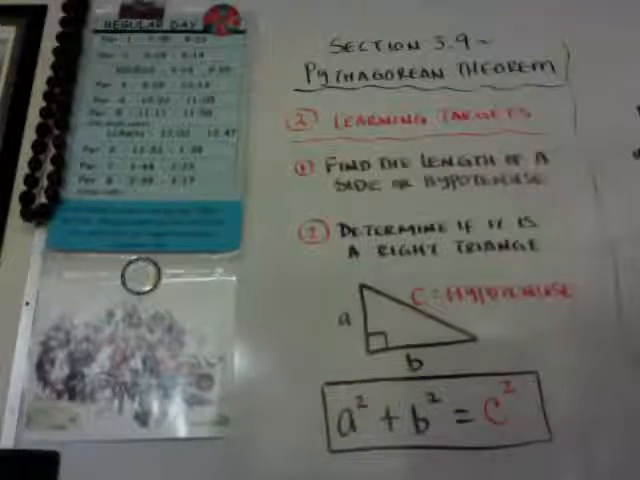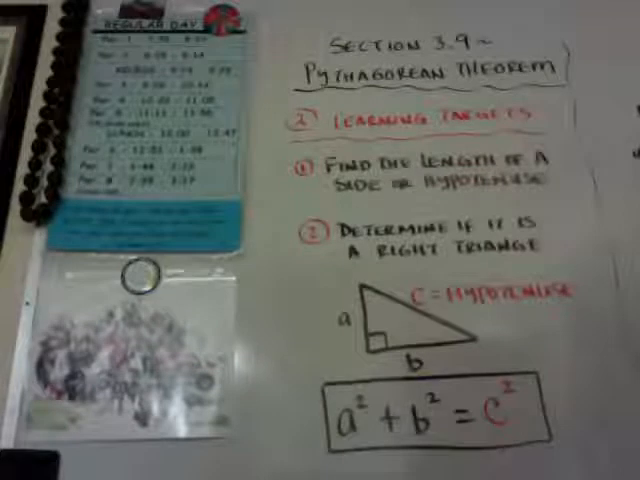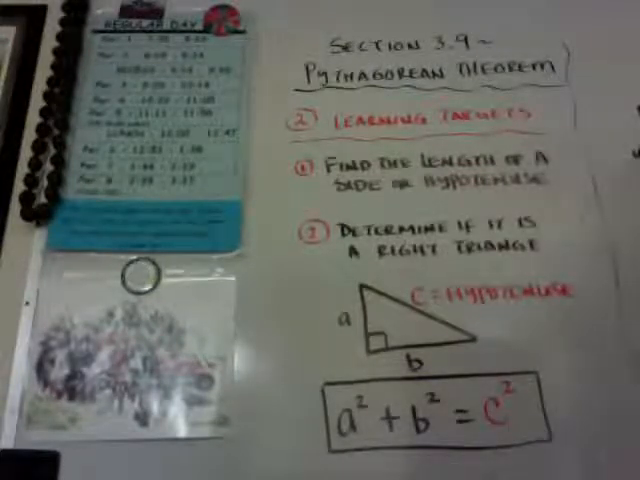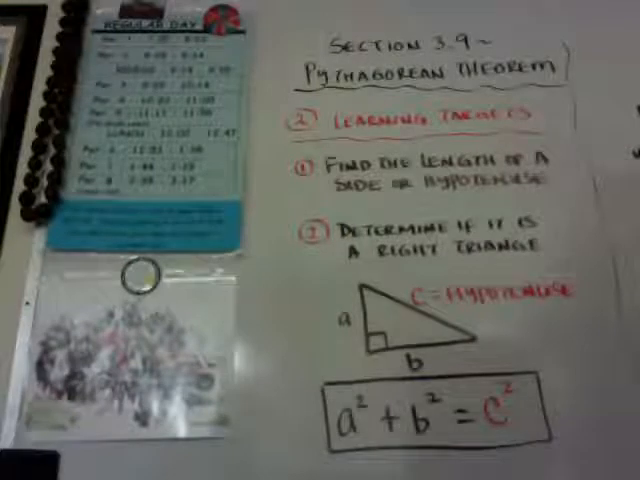Hi guys, this lesson is on section 3.9, which is the Pythagorean Theorem. It's going to be a pretty fast and simple lesson. There's only two learning targets. The first is finding the length of a side or the hypotenuse. They'll give you two sides and you've got to find a third. And then the second target is determining if three numbers that they give you make a right triangle.